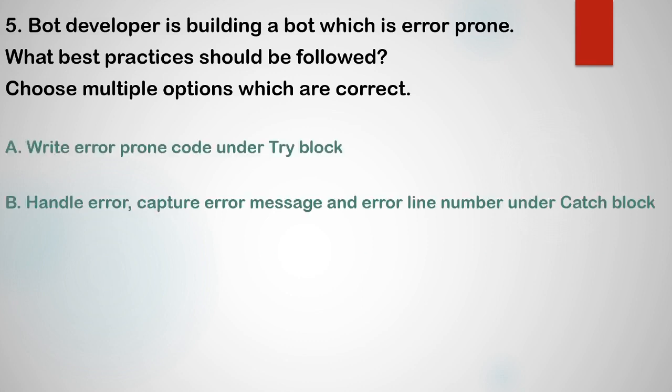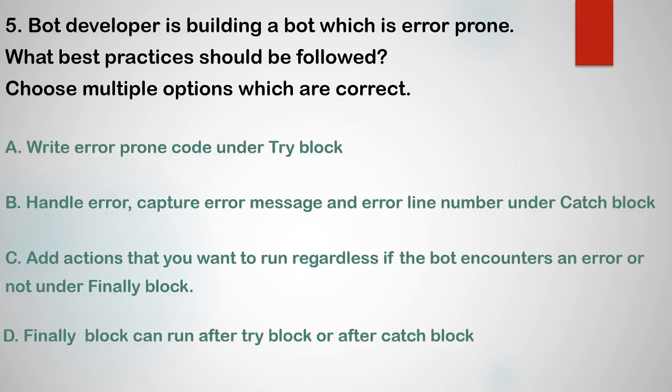These are the options to this question, and more than one option could be correct, as explained in the question. Looking into the options: write error prone code under try block. This is a correct statement. The error prone code is written under the try block. Moving to the next statement: handle error, capture error message and error line number under catch block. This one is also a correct statement. We handle the error, capture the error message and line number under the catch block.